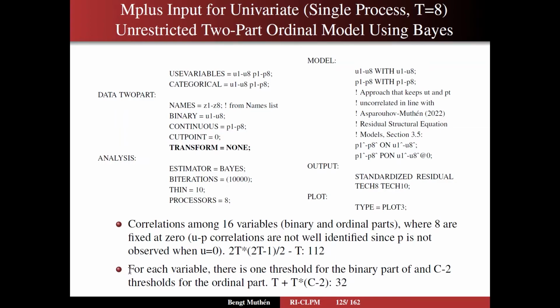Now for the thresholds, for each variable, there's one threshold for the binary part, and C minus 1 thresholds for the ordinal part. I missed a typo here. So we have T thresholds for the binary part, and then for the ordinal part, we have 5 categories to begin with, which means we have 4 thresholds to begin with, and then we take away 1 threshold because we're looking at the 4 highest categories, so we have C minus 2. So T plus T times C minus 2 will be 32 here. So the total number of parameters is 144.